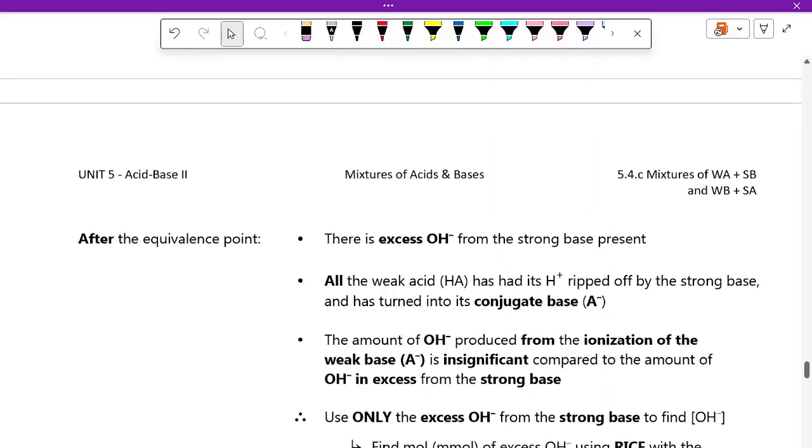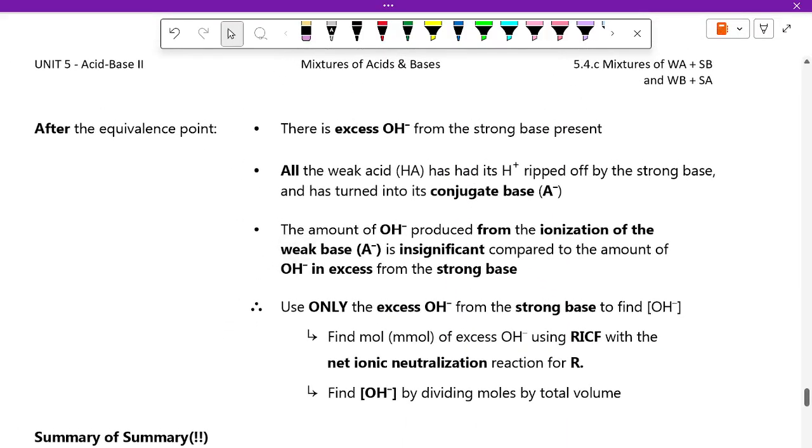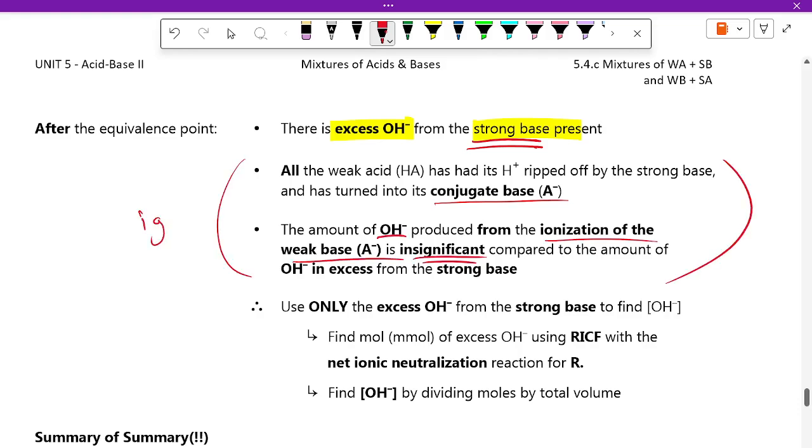And then after the equivalence point, there is an excess of OH from the strong base. So all of the weak acid has turned into its conjugate base, but the amount of OH from the ionization of the weak base is insignificant. So we just kind of ignore that, and we only use the excess OH from the strong base to find it.